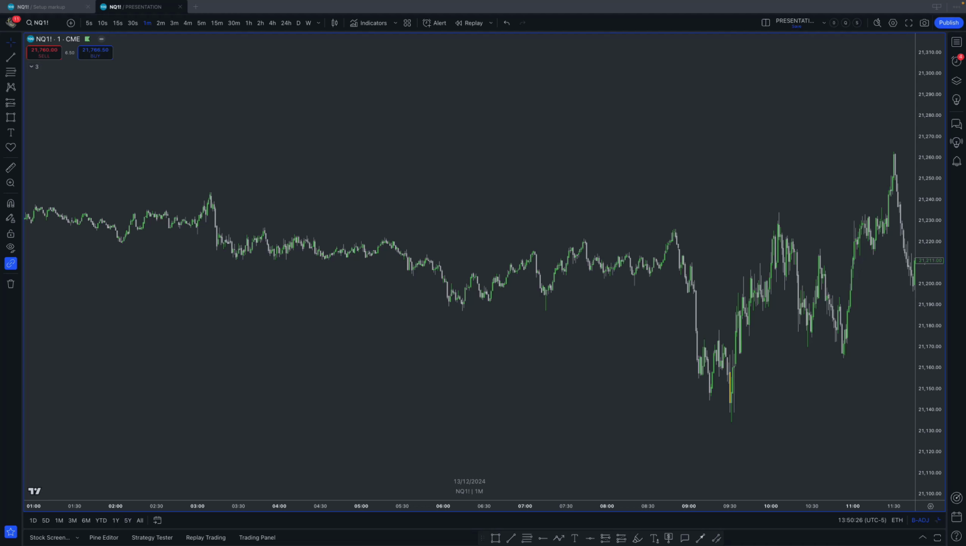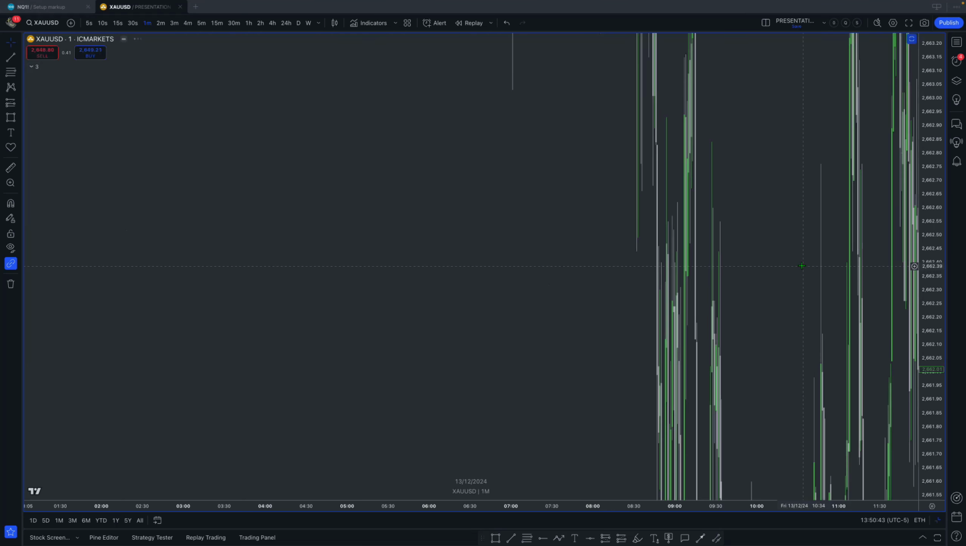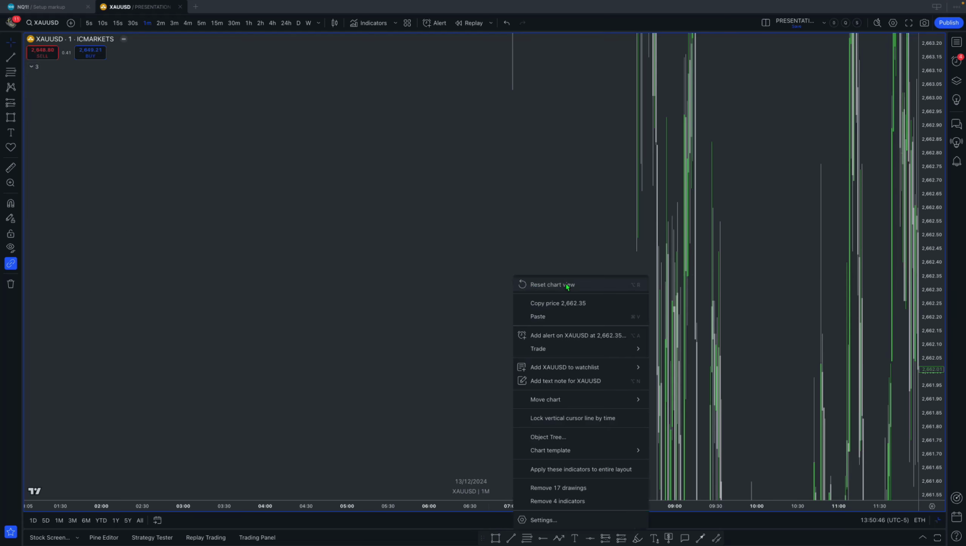IOFED, second stage. 29th of October. I think I've done... Oh no, that's right. Incorporating PD arrays. So, XAU, 29th of October.